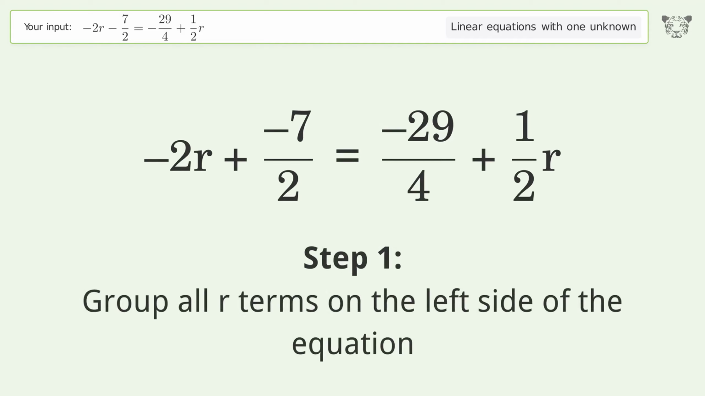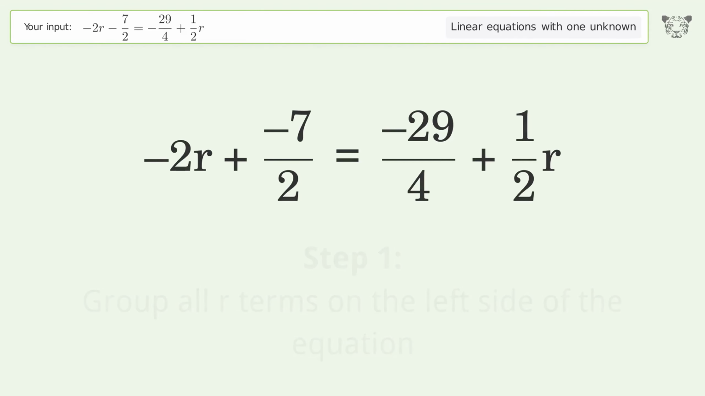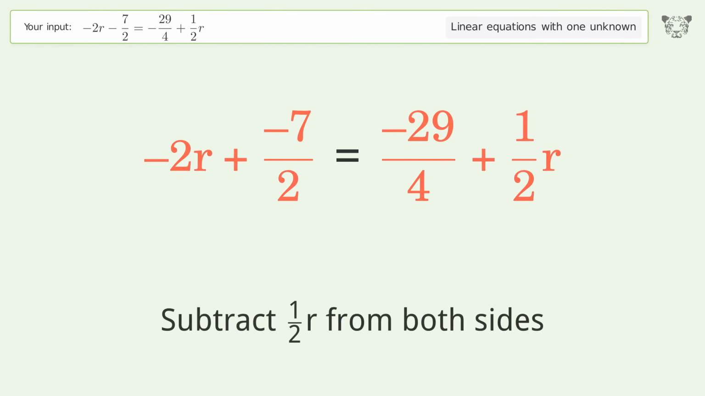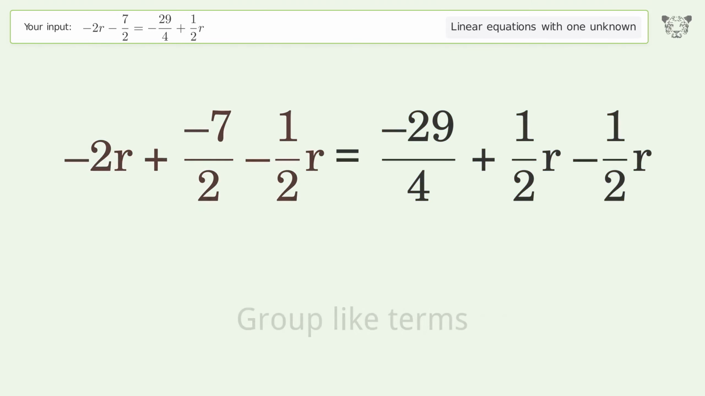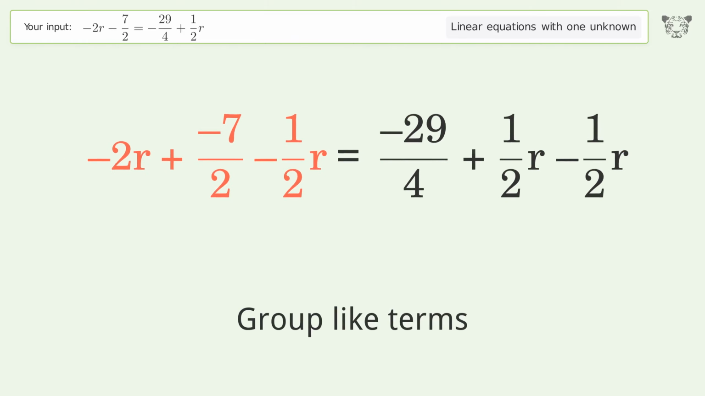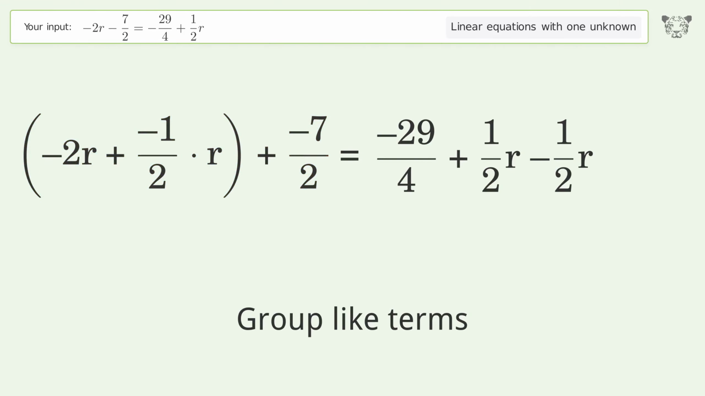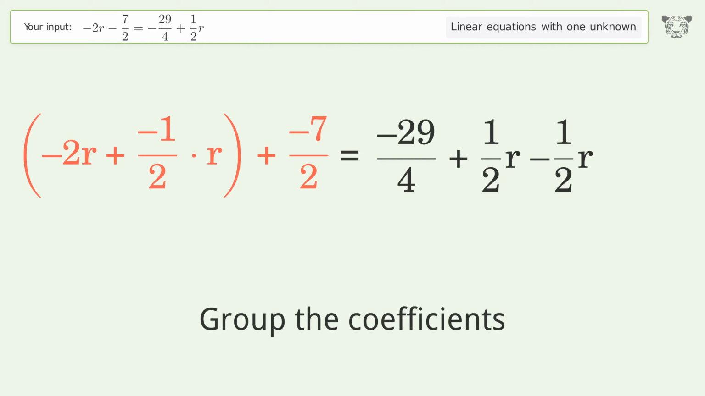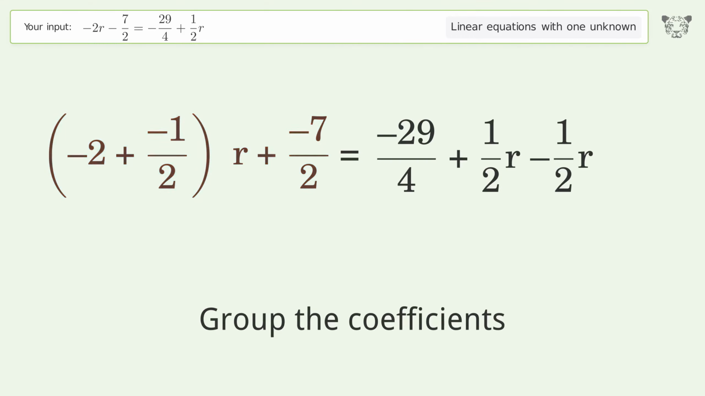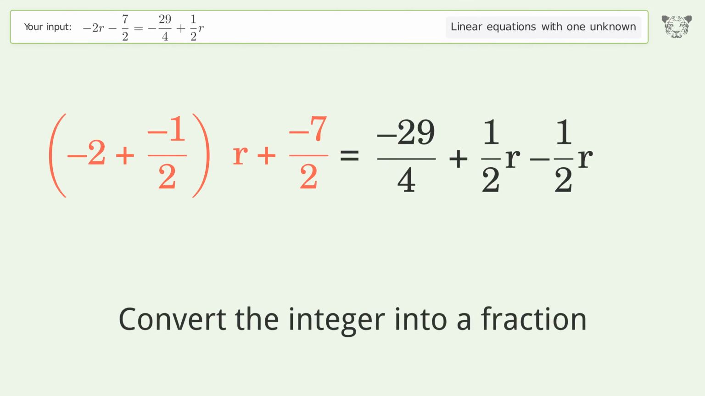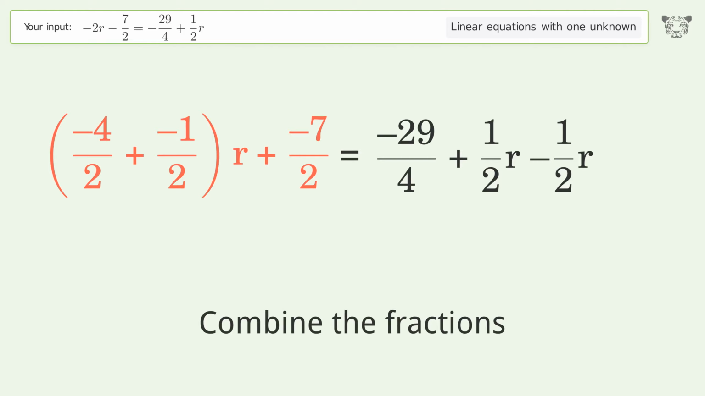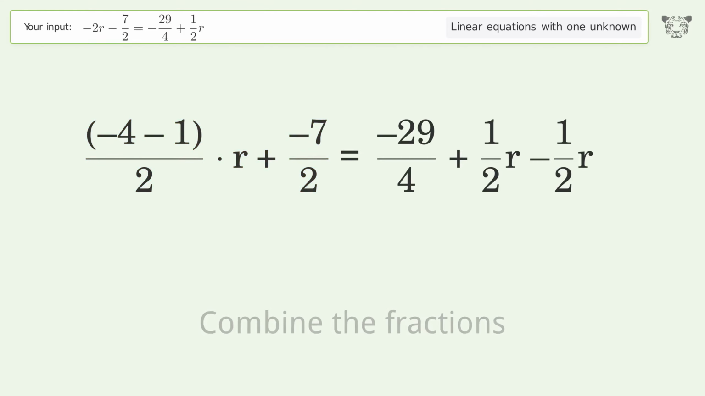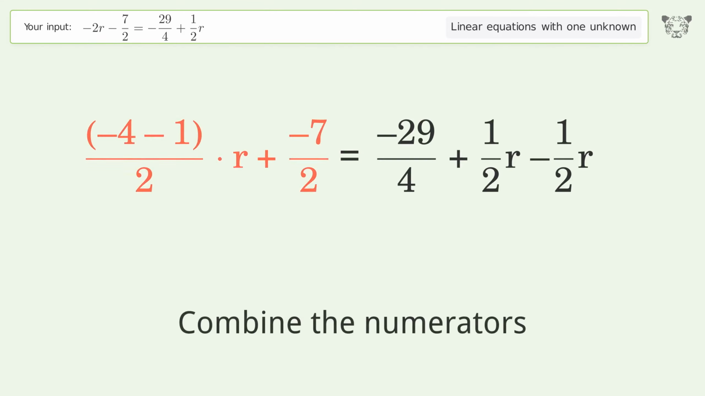Group all r terms on the left side of the equation. Subtract 1/2r from both sides. Group like terms. Group the coefficients. Convert the integer into a fraction. Combine the fractions. Combine the numerators.